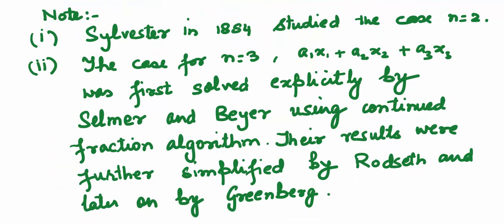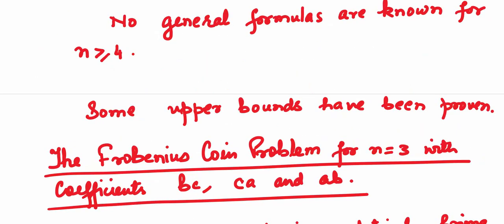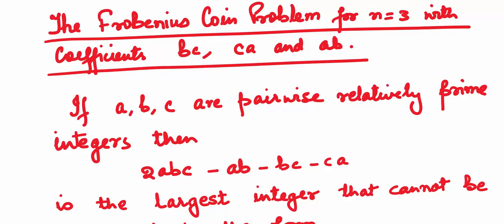Note, Sylvester in 1884 studied the case n is equal to 2. The case for n is equal to 3, that is, for the linear combination of a1, a2, a3, a1x1 plus a2x2 plus a3x3, was first solved explicitly by Selmer and Beyer. Using continued fraction algorithm, their results were further simplified by Rödseth and later on by Greenberg. It's important to know that no general formulas are known for n greater than or equal to 4, although some upper bounds have been proven.